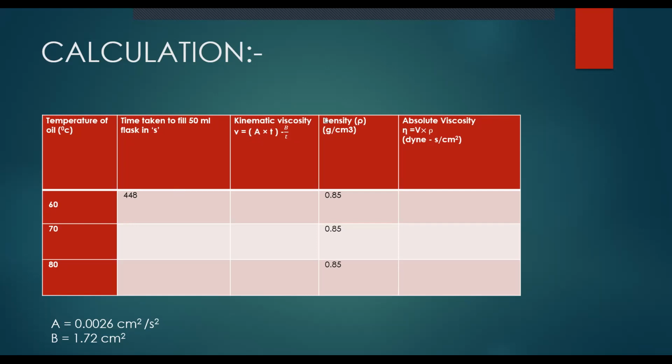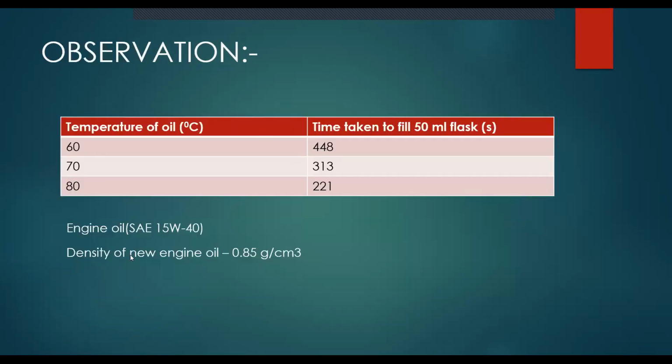V is equal to, if we want to know the kinematic viscosity, this is the normal absolute viscosity over density. That will be the kinematic viscosity. They have given one equation to derive the kinematic viscosity directly. We just need to know the time, the seconds to collect 50 milliliter, and the constants A and B. This is minus T. Both T will be the time taken to collect at the temperature. At 60 degrees Celsius, the time is 448 seconds, right?